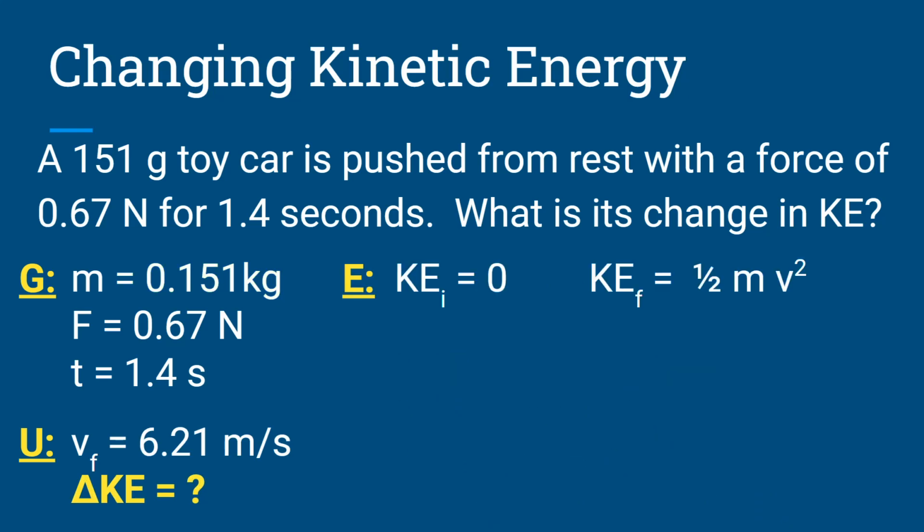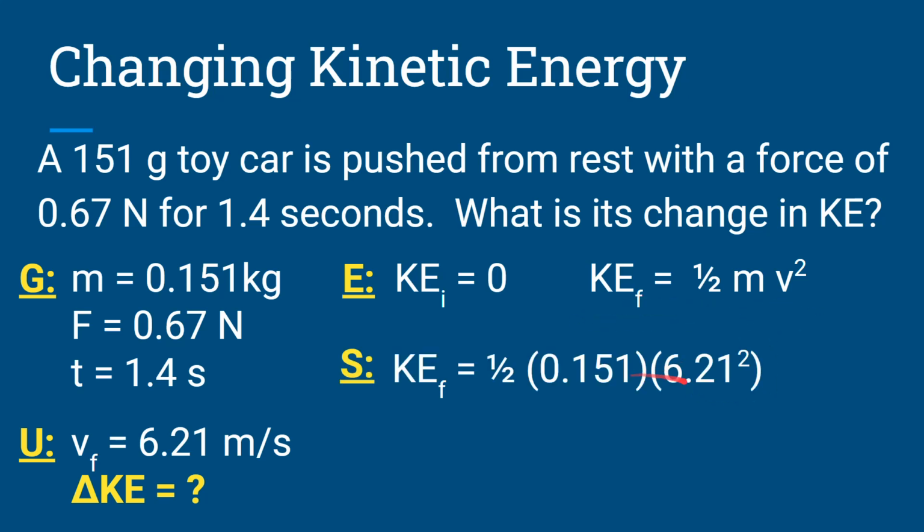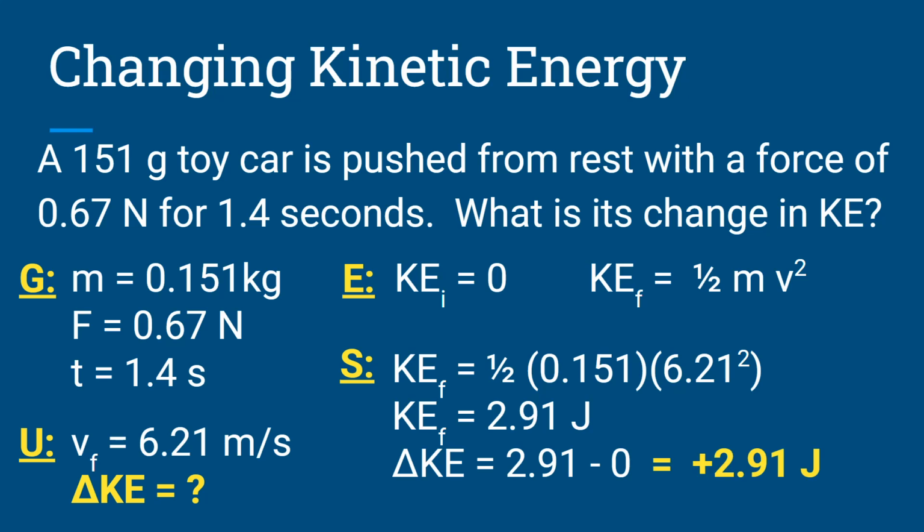All right, so again, initial kinetic energy is 0, but final kinetic energy, we're going to do 1/2 mv squared using the velocity that we just found, which was 6.21. So 1/2 times 0.151 times 6.21 squared is a final kinetic energy of 2.91 joules. And because my initial kinetic energy was 0, my change is also equal to 2.91 joules, specifically positive 2.91 joules.